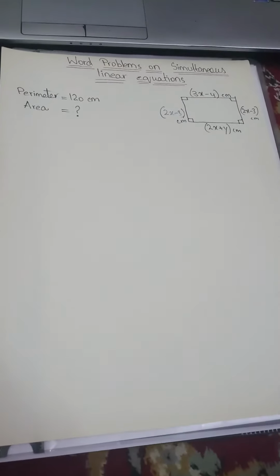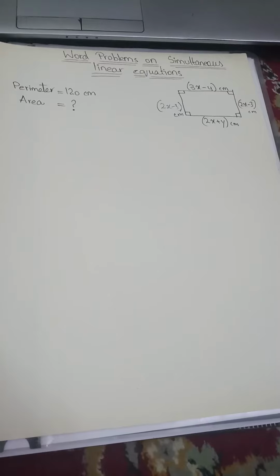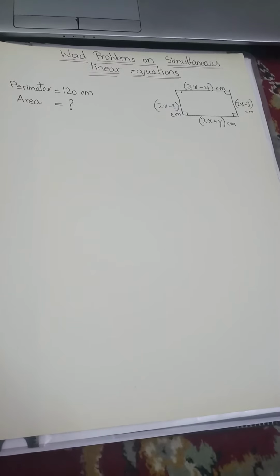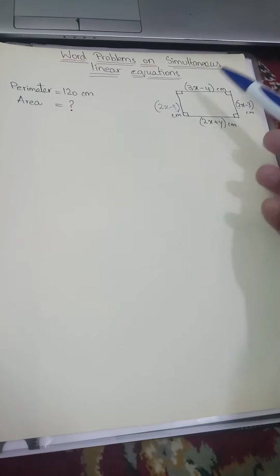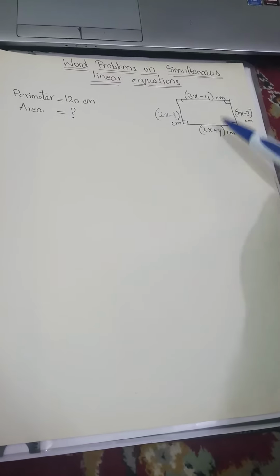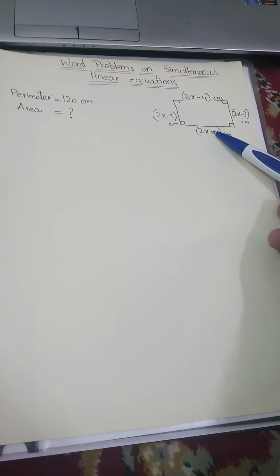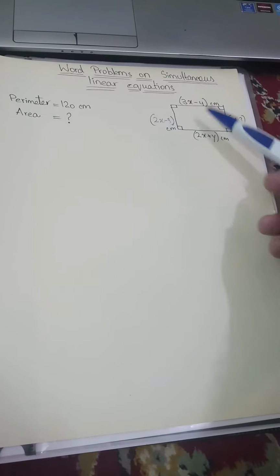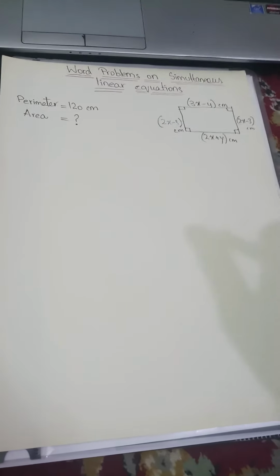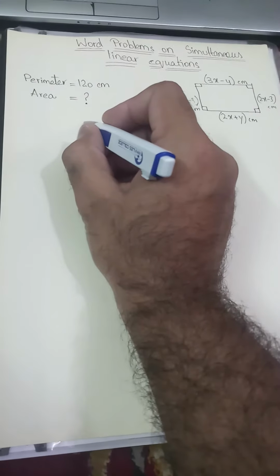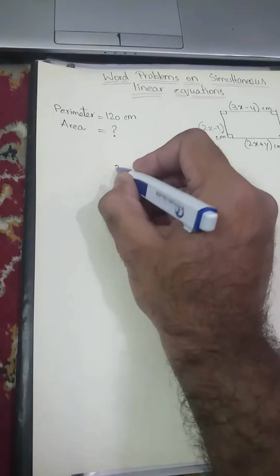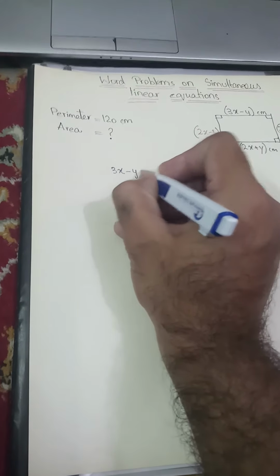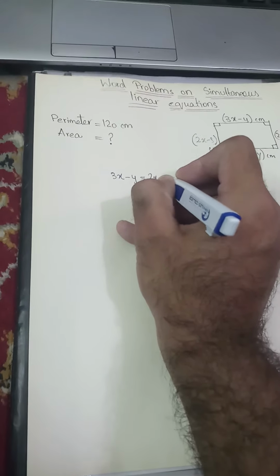So my first task is to make two equations, and I have to make two equations since I have two variables. For the first equation, I can use these two sides because I know that the opposite sides of a rectangle are equal. So 3x minus y and 2x plus y must also be equal because it is a rectangle. Applying the first condition, I will write 3x minus y equals 2x plus y.